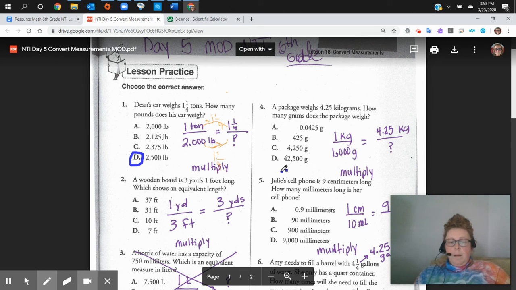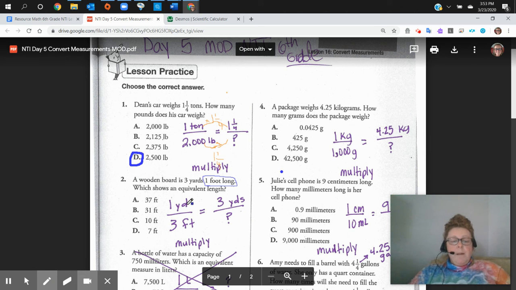Let's look at number 2 because this is the only one that's a little bit more complicated. The rest are pretty easy. For number 2, it's tricky because I'm going to read it. A wooden board is 3 yards, 1 foot long, which shows an equivalent length. So I've given you the conversion here that 1 yard equals 3 feet. It gives you 3 yards. We're going to add in that 1 foot in just a second. And then we're going to try to convert this 3 yards to feet, which is where my question mark is.